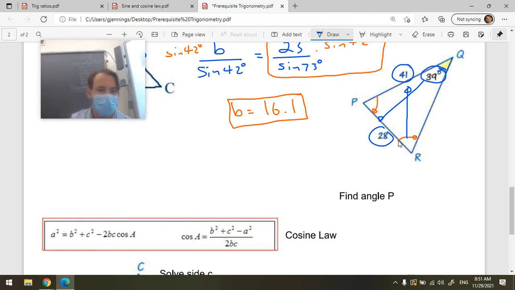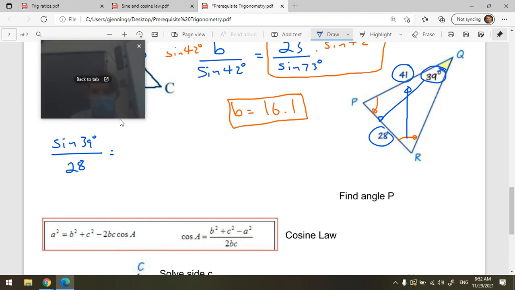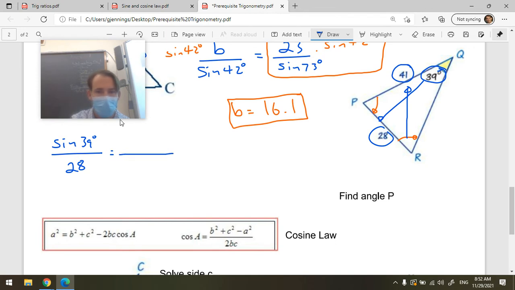So here, I set it up this way. Sine 39 divided by 28 is equal to, well, this angle R opens up onto 41. Note, I want to find this one, but in order to find that one, I need to find this one first. Because I don't know this side, but I do know that side, so I can find this angle. Once I have this angle, I'm going to do that plus that is equal to 180 minus this. So let's set it up that way, and then that's equal to the unknown angle, sine R, over 41.